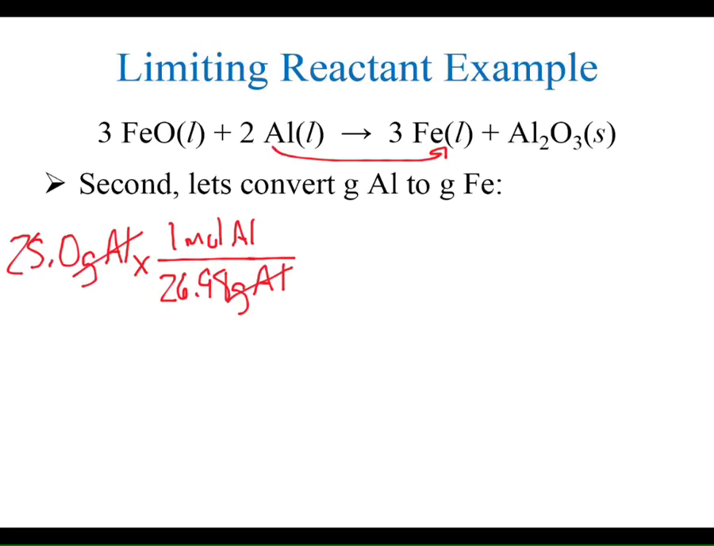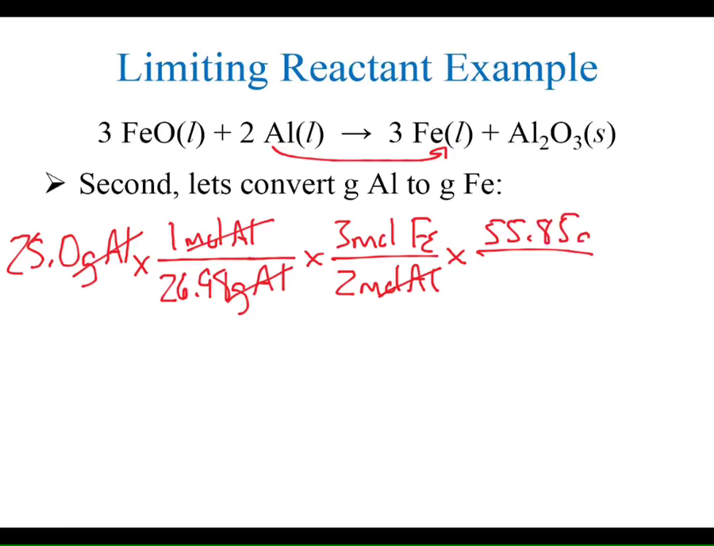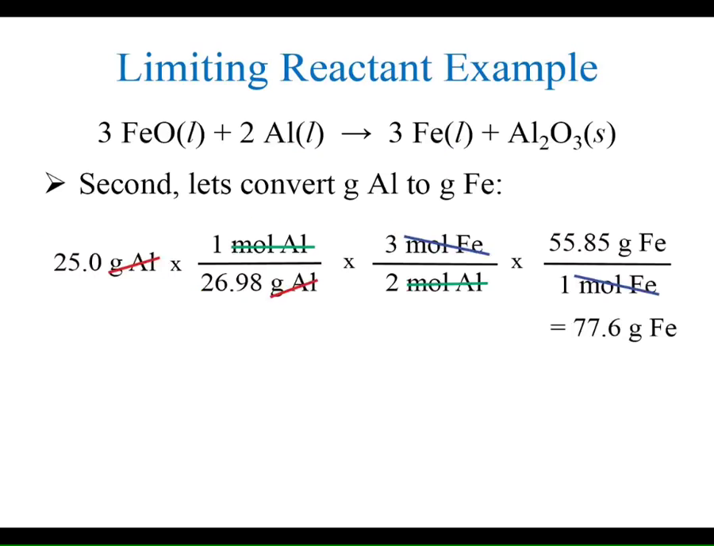Now I'm in aluminum, but I want to be in iron, so what's the relationship between aluminum and iron? 2 aluminums makes 3 irons. 2 moles of aluminum makes 3 moles of iron. Now I have moles of iron, but I want, again, mass of iron. So moles to mass, we use molar mass again. So let's see what I got. I got 77.6 when I did it.